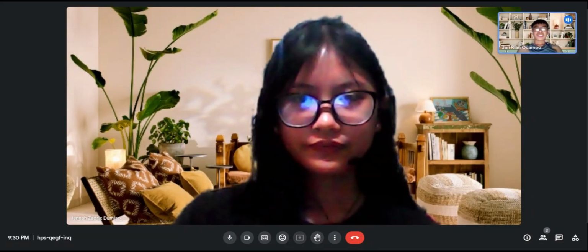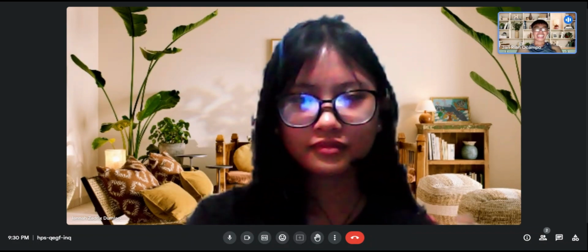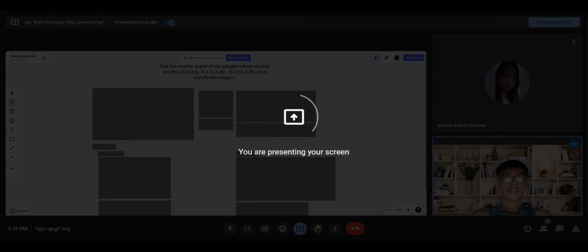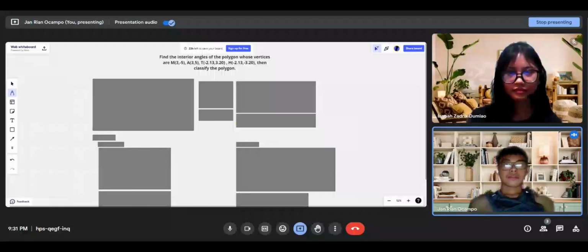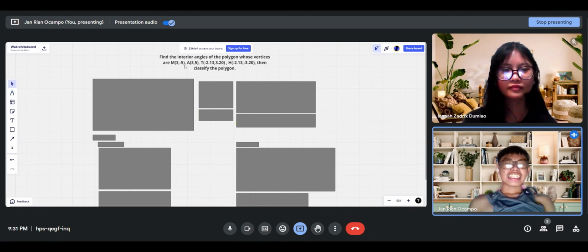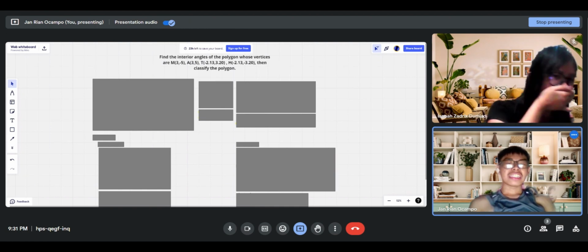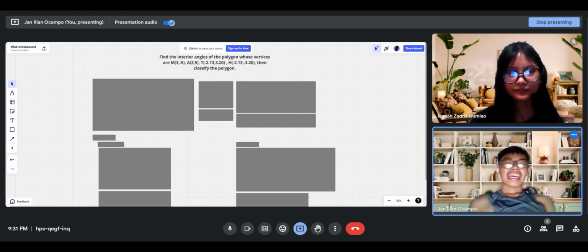And now we will start the next question regarding angle between two lines. The question given is, find the interior angles of the polygon whose vertices are M(3, -5), A(3, 5), T(-2.13, 3.2), and H(-2.13, -3.2). And then we should classify the polygon.